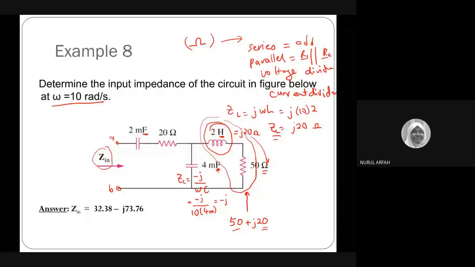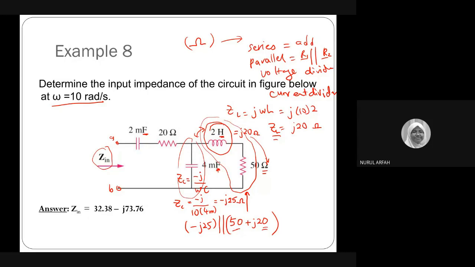40. 1 over 40, you have what? This is negative j25, right? And what is the unit? Ohms. Okay, so this part and these are in parallel, right? This and negative j25, you use parallel rules. Using your calculator, what do you get for these two if you use parallel rules?